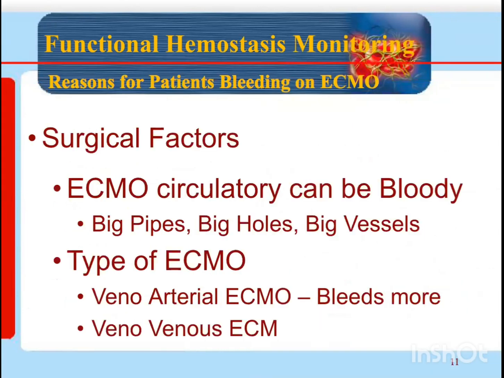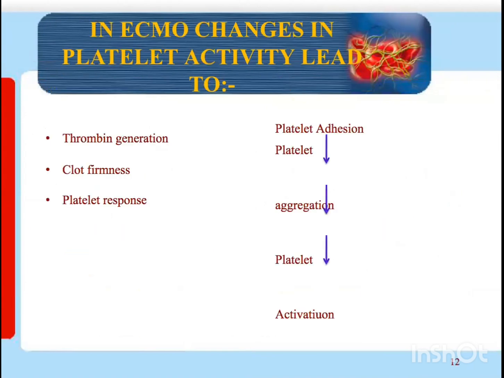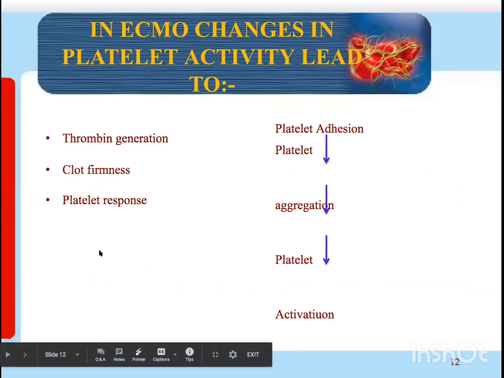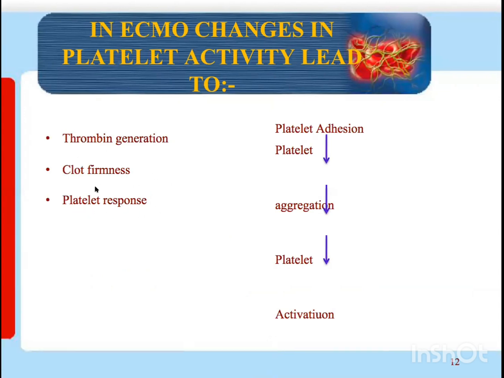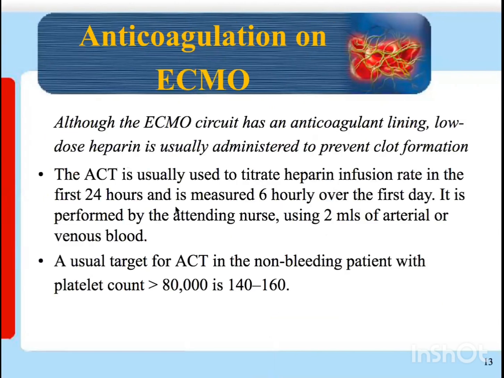So surgical factors like the ECMO circuitry are very, very bloody. Why? Because there are big pipes, big holes, and big vessels. And always remember that between the two types, the veno-arterial ECMO bleeds more than the veno-venous ECMO. So platelet adhesion, aggregation, and activation lead to clot firmness. And this is what I want you to remember, that there is in ECMO generation of thrombin, there is clot firmness, and the platelet response depends on the duration of the ECMO circuit that we use.